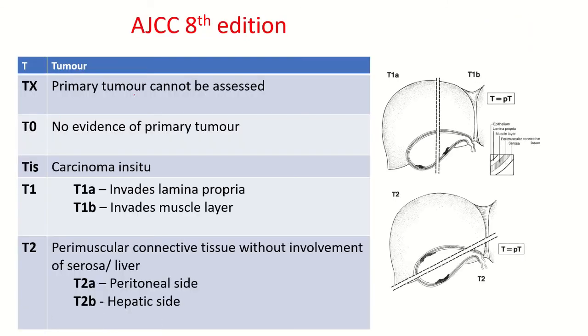So Tx is when the primary tumor cannot be assessed. T0 is no evidence of primary tumor. Tis is carcinoma in situ. T1A is invasion into lamina propria. T1B is muscle layer. T2 is invasion into perimuscular connective tissue without involvement of serosa or liver on peritoneal side and on hepatic side. So this is peritoneal side and this is hepatic side.